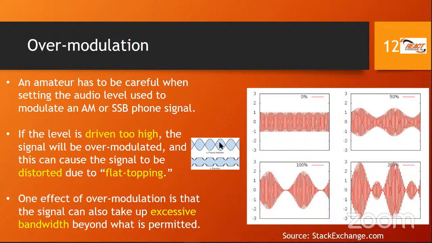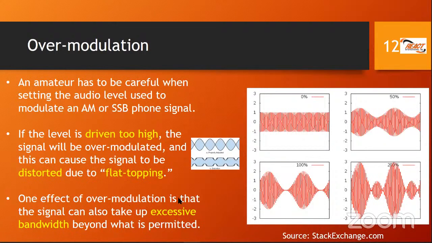So if this is your signal here, properly adjusted, when you overmodulate, you get distortion, and you have clipping and flat topping. Part of your signal is lost, and no one wants to drive their audio too heavy. So it says if the level is driven too high, the signal will be overmodulated, and this can cause the signal to be distorted due to flat topping. So it's the same way. You don't want to be too soft, but you certainly do not want to be too hard as well.